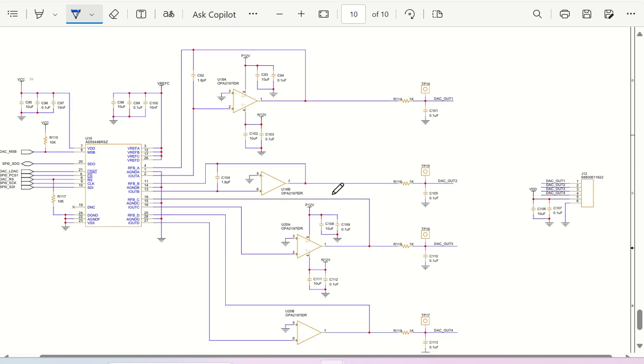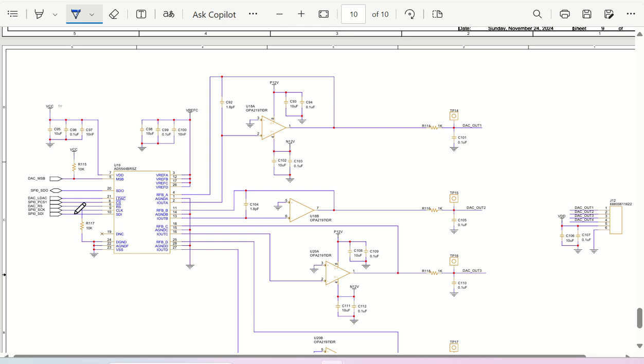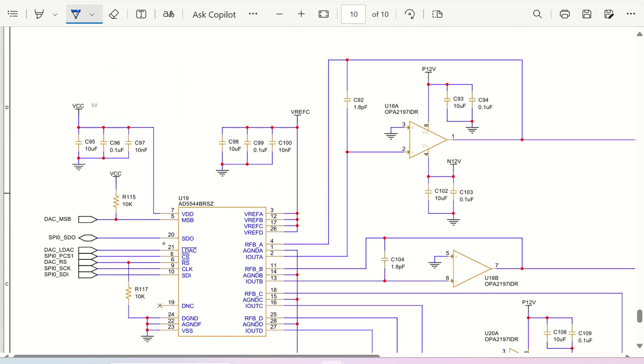Moving to the next circuit, which is a very important circuit, the ADC. Okay. So in this ADC circuit, this is the AD5544, which is a 4 channel ADC, or sorry, 4 channel DAC. It is a DAC, not an ADC. So a 4 channel 16-bit DAC. And this is utilizing a voltage reference of 10 volt.